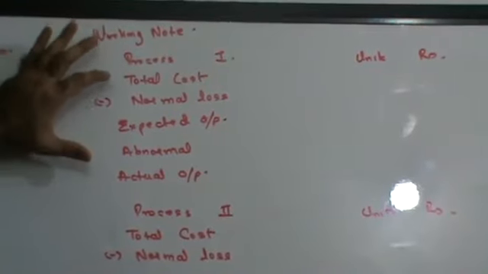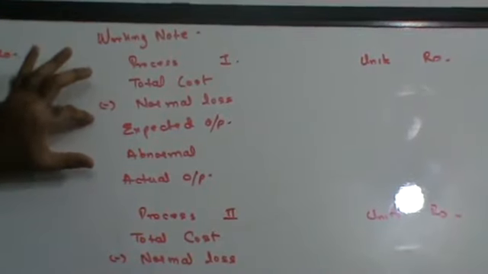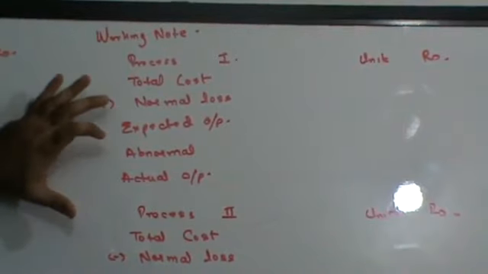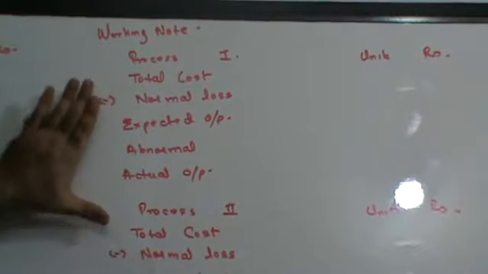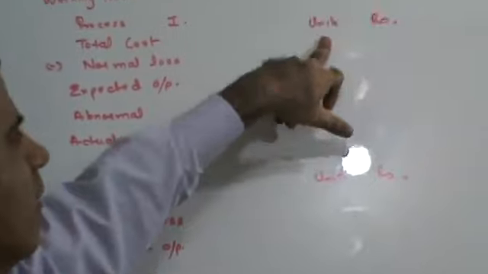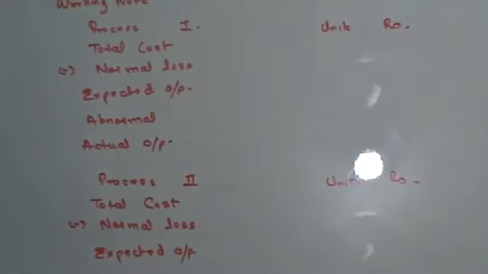The working note is going to consist of total cost, normal loss, expected output, abnormal, actual output. Right? So you write this for all the three processes, and in terms of amount column again you will have units and rupees. So these are the things that you have to keep ready before you start the sum. What I want you all to do is rule the sum this way before we start. Get the ruling ready. Only if the ruling is ready will you be able to comfortably do the sum. Okay?